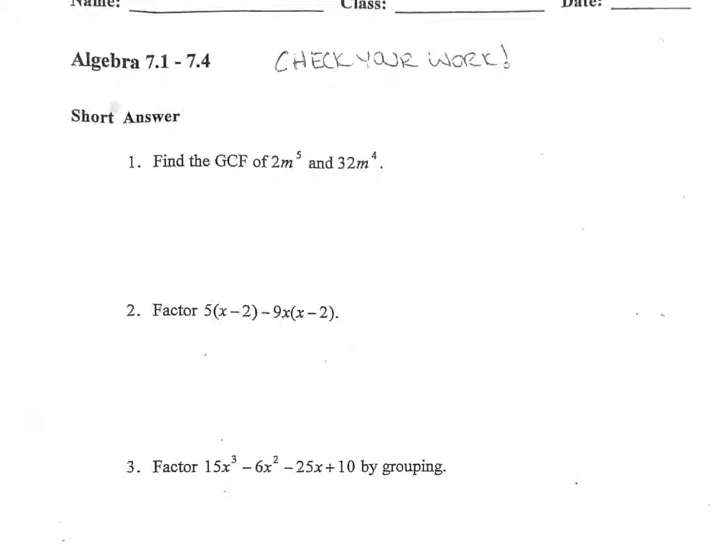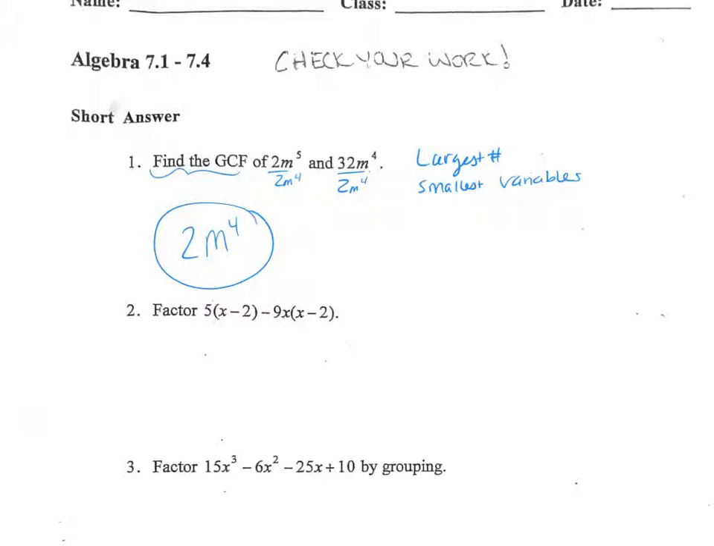So for the first one, it says find the GCF of these two terms. When you're looking for the GCF, you're looking for the largest number that can go into both of them and the smallest of the variables that are in common. So that means that the largest number I can divide both of these by is 2, and then the smallest of the variables would be m to the 4th. And that's it. I found the GCF. I'm not factoring this time. I'm just writing the answer to that.